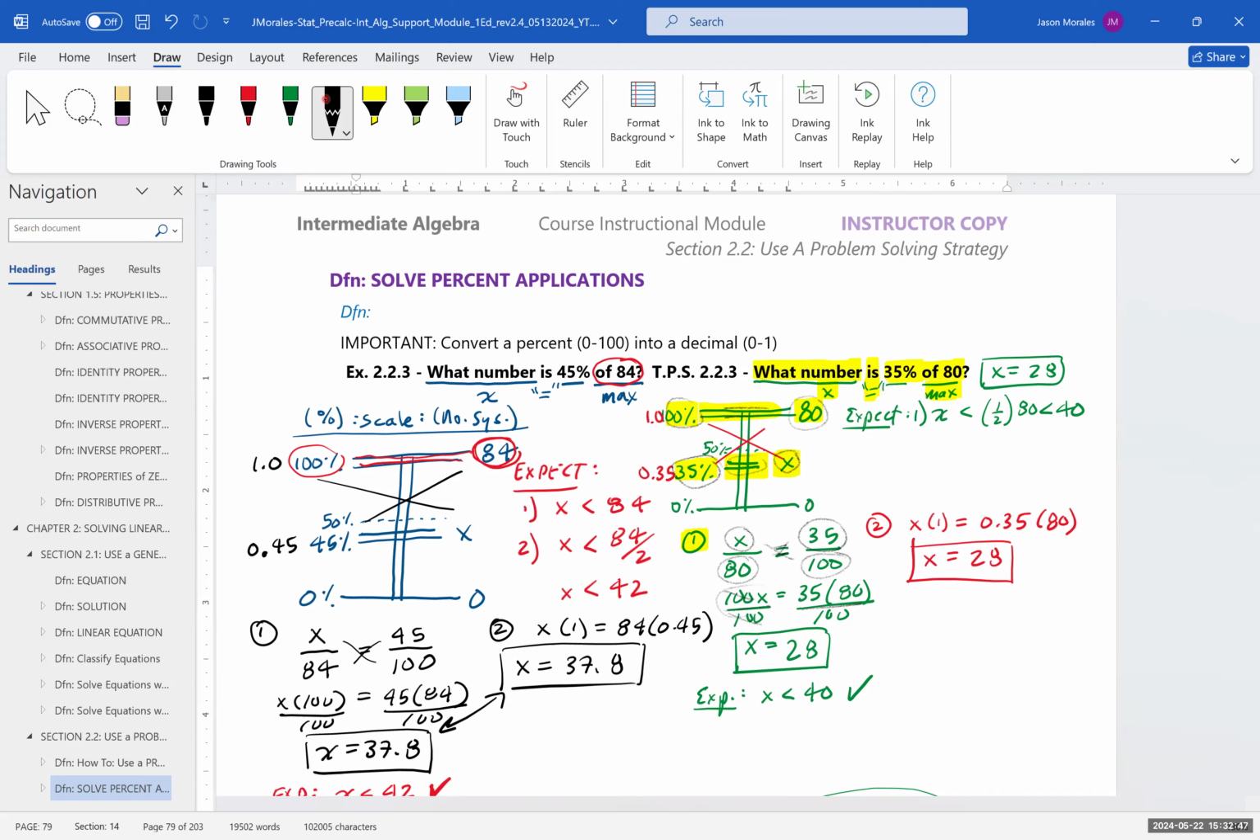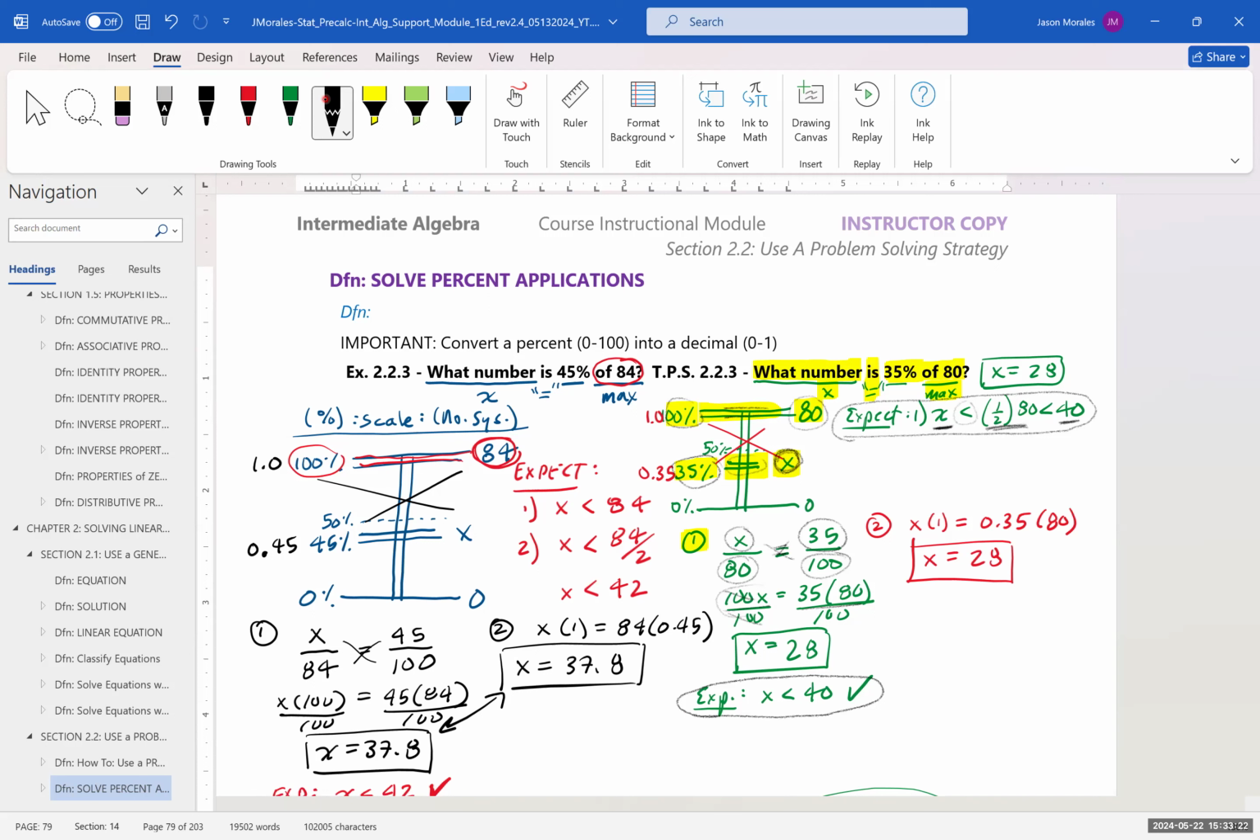And I forgot to mention our expectation for our answer. You'll notice that we're looking for a value of x that correlates to 35% of a total amount, and 35% is less than 50. So we can expect our value of x to be less than half of the maximum, and that'd be half of 80. So we expect our value of x to be less than 40. Is 28 less than 40? It is, so that passes our expectation.